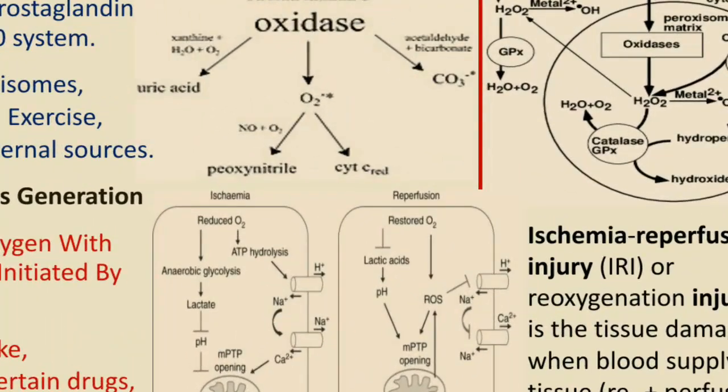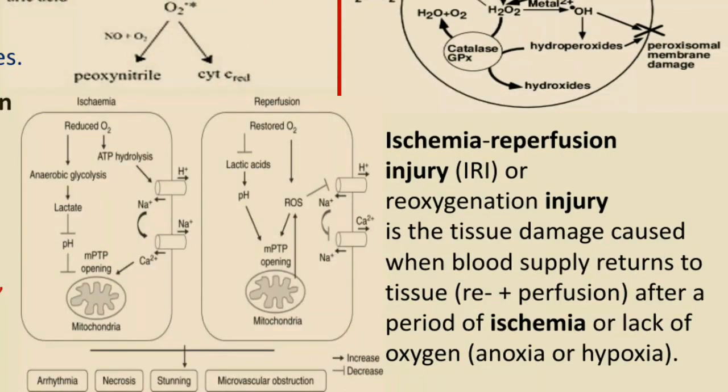Now in the same manner, if you are going to consider metabolic activity like ischemia reperfusion injury, IRI, or oxygenation injury, it is the tissue damage caused when blood supply returns to tissue, that is reperfusion, after a period of ischemia or lack of oxygen, that is anoxia or hypoxia. Now here, as per the description, the first stage is the ischemia, that is the lack of oxygen, or the anoxia or hypoxia.